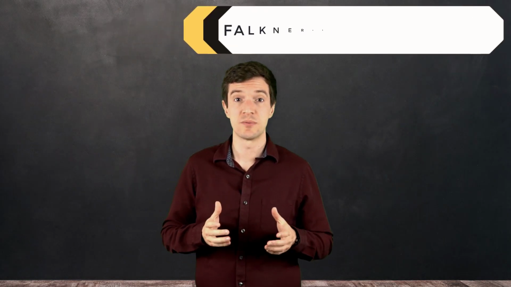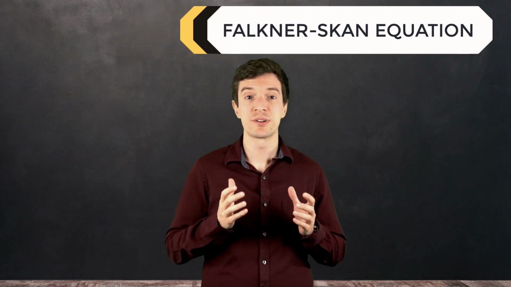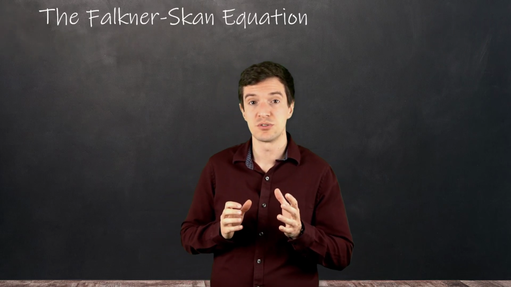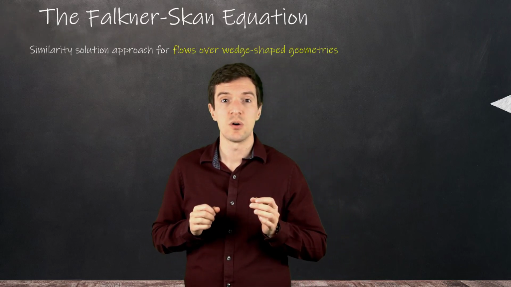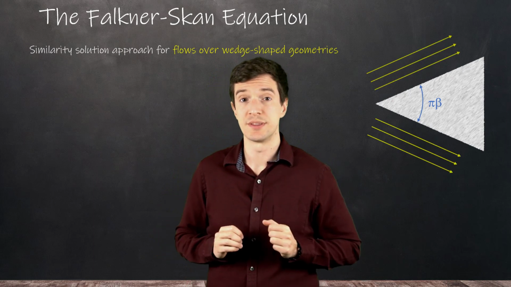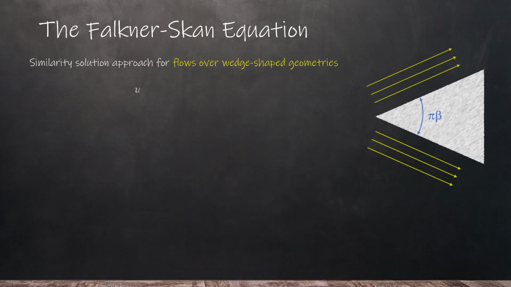The next method that we are going to analyze is the Falkner-Skan equation. This is a similarity solution approach for flows over wedge-shaped geometries. They generalized the Blasius solution for variable free stream velocity, and then they found out that if the velocity has a power law distribution, a similarity solution can be obtained.